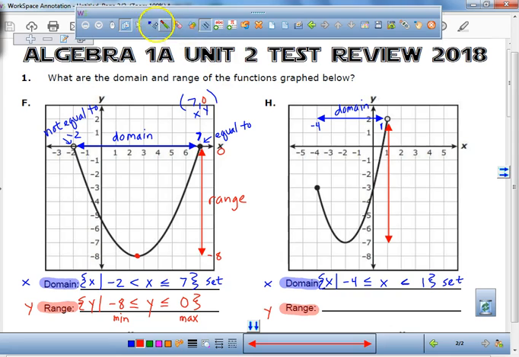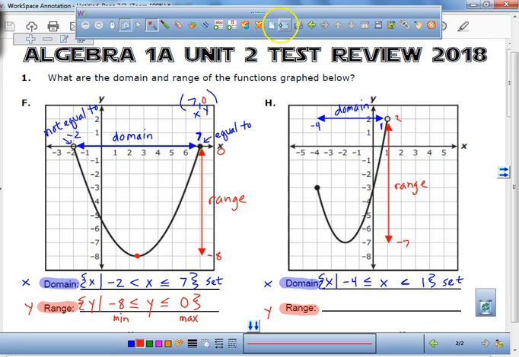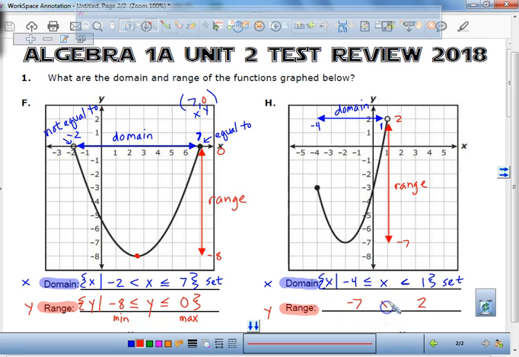Alright, so right here, the range always deals with how high or how low the graph gets. Remember, the range is always dealing with the set of your y values. So how low does this graph go? -7, you're right. How high up here does it get on the y-axis? +2. So it gets all the way up to a +2 and all the way down to a -7. The number you put here on the right is the biggest number, which is the number 2. The number you put down here is the lowest number, that's the -7. All the y values are between them.